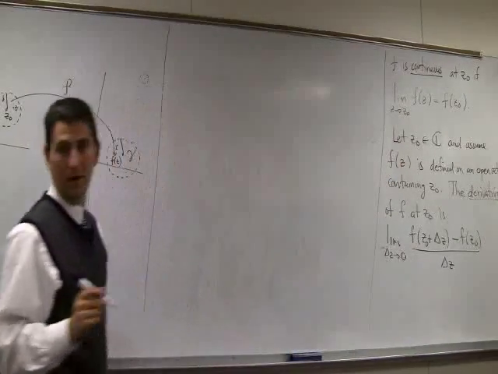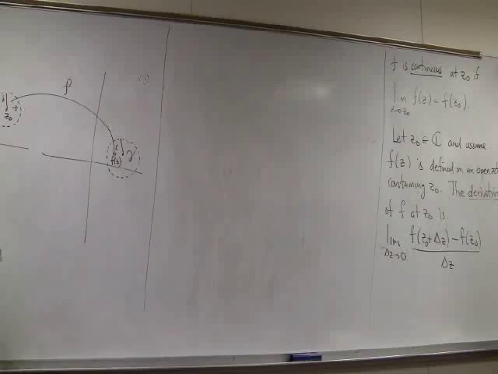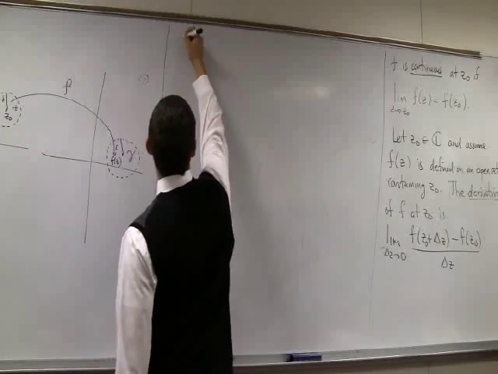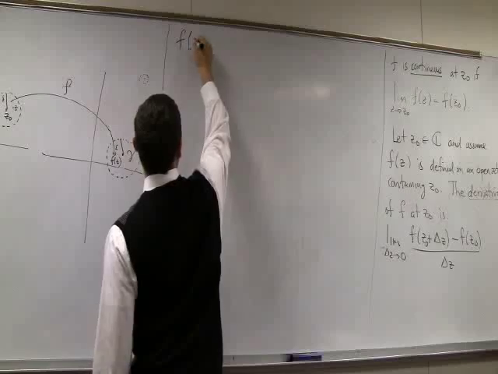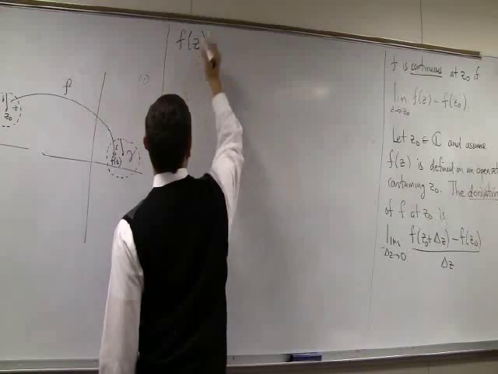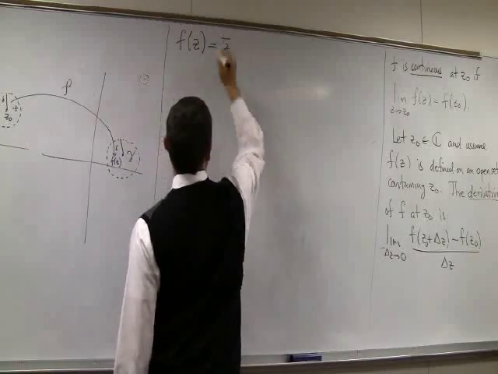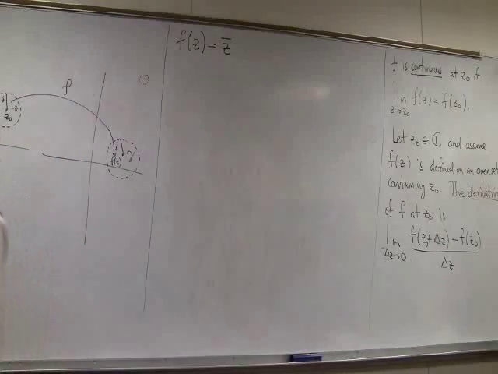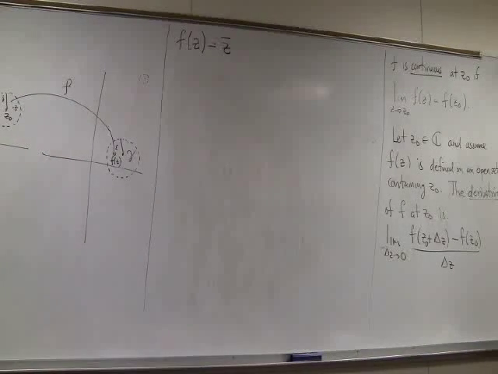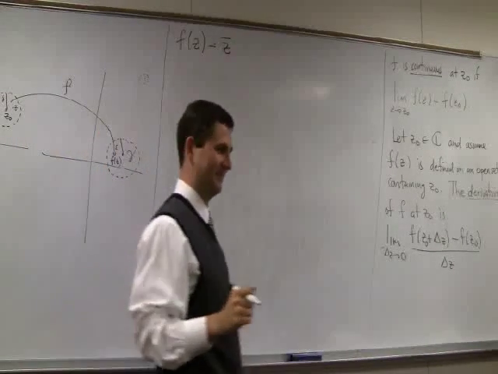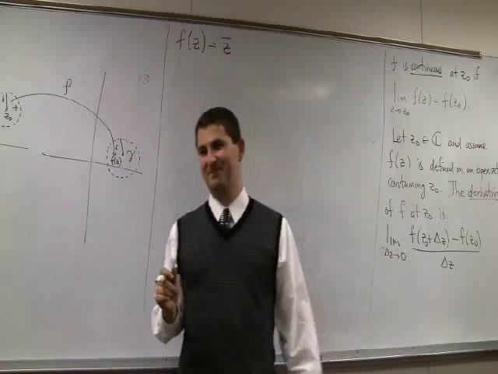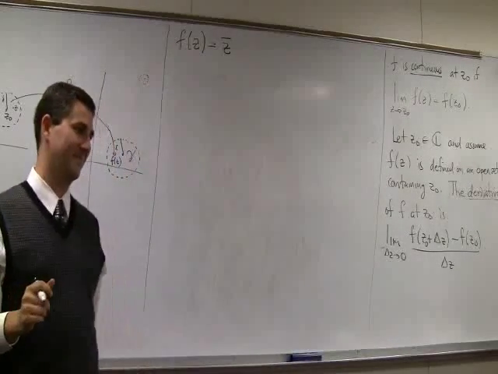Okay, so let's compute one for a function which is quite simple. Let's compute the derivative of f of z equals z bar. This is not missing a numerator. Oh, darn, it would have been so easy if it was 0.